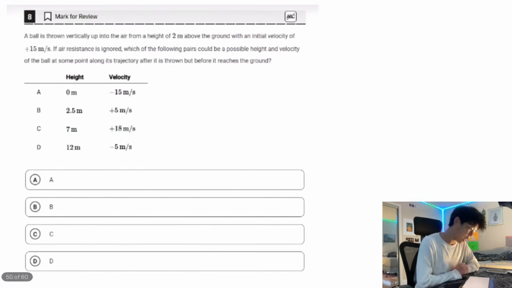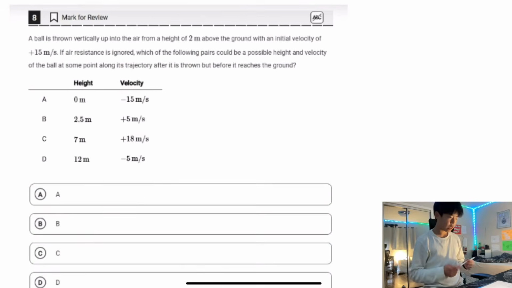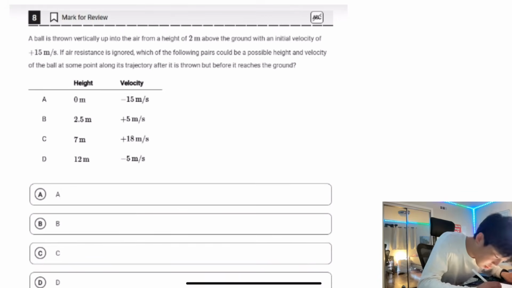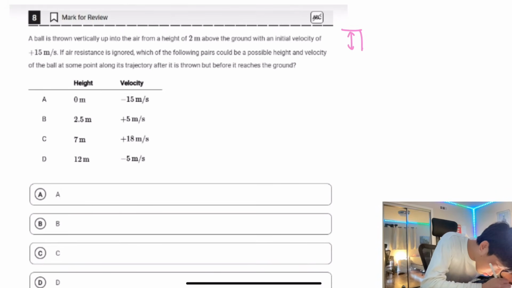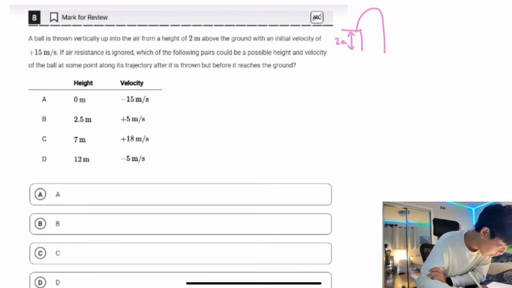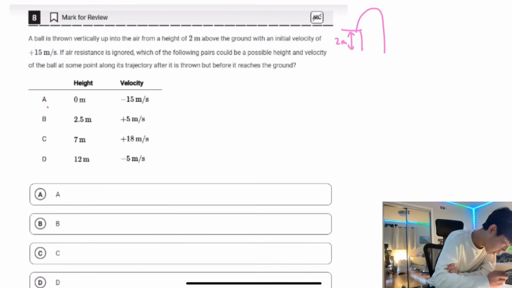Okay. Next question. All right, for this next question, it's asking which of these could theoretically be a height that the ball goes through and the velocity that goes along with it. So I'm going to draw it so you guys understand, because I know I just said a bunch of gibberish, right? So you're up 2 meters in the sky, 2 meters, and then you throw a ball and it goes like this. So what it's basically asking you is which of these is correct.